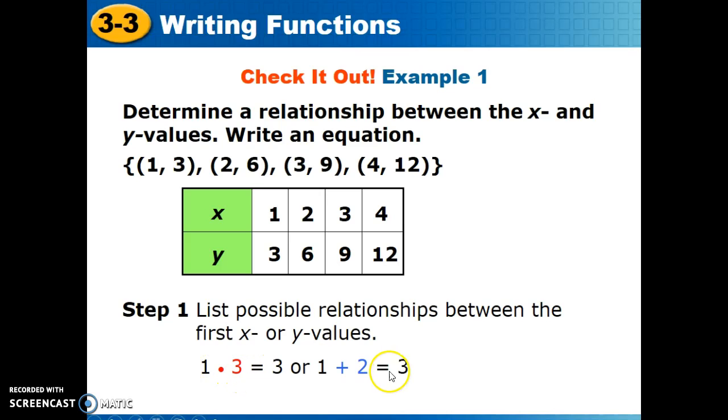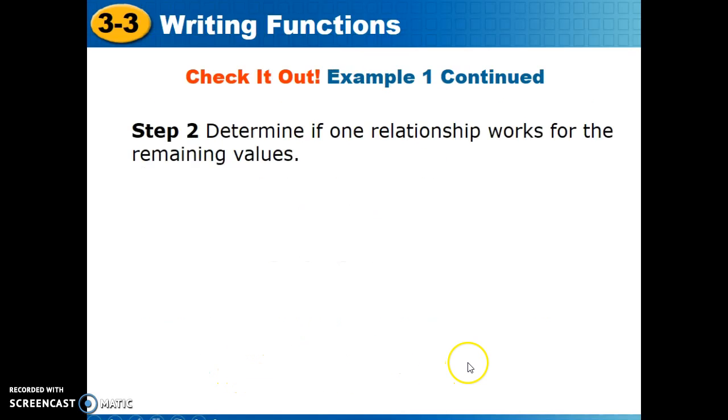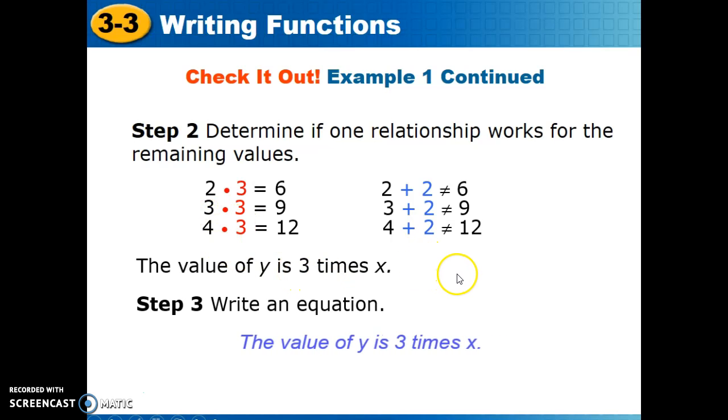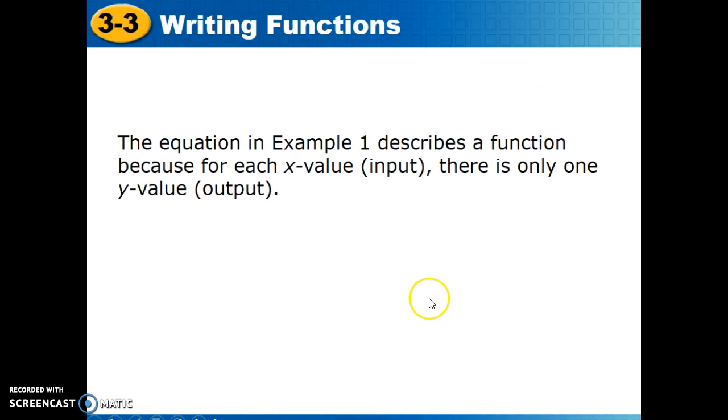1 times 3, or 1 plus 2. We're determining that multiplication is the choice. Addition did not work. So the value of y, these values, is 3 times the x value, 3 times x. And so we write our equation in function form. y equals 3 times x.